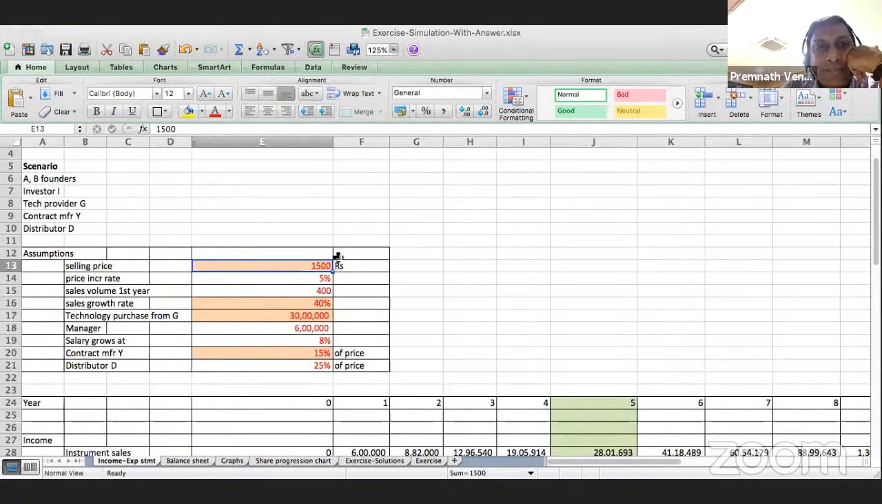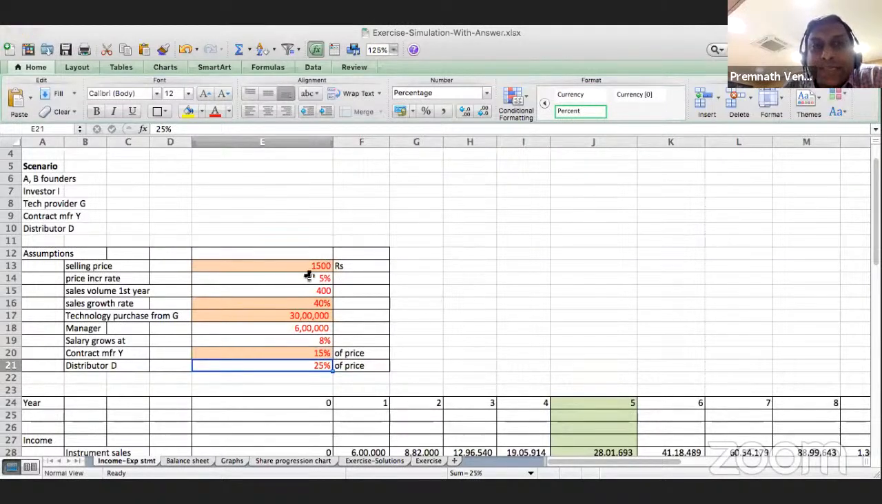I'm assuming that I can sell it at 1,500. Some things are known, like I have already thought that I can get this. So this is happening before they went and raised money. They have not tied up everything. This is all assumptions at this time. They're going to tie up as many things as possible. And the manager is at 6 lakhs and so on, contract manufacturer 15%, distributor 25%. I've put a few more assumptions.